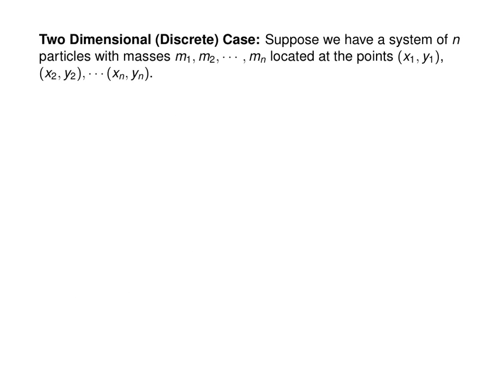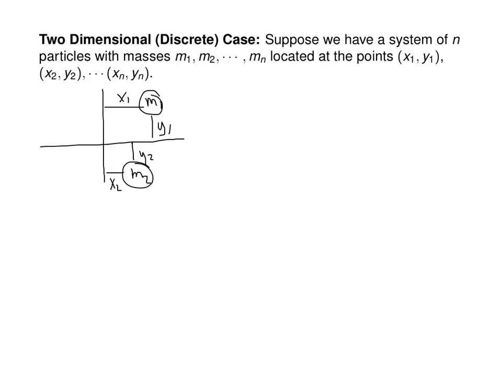So next, suppose we have a system of n particles with masses m1, m2, up through mn, located at points in the two-dimensional plane. So let's just draw a picture of 3 of those masses. Suppose we have the following. We have m1 over here at a distance of x1 and a height of y1. m2 is down here at a distance of x2 and some y2. And m3 is over here, distance x3, height y3.